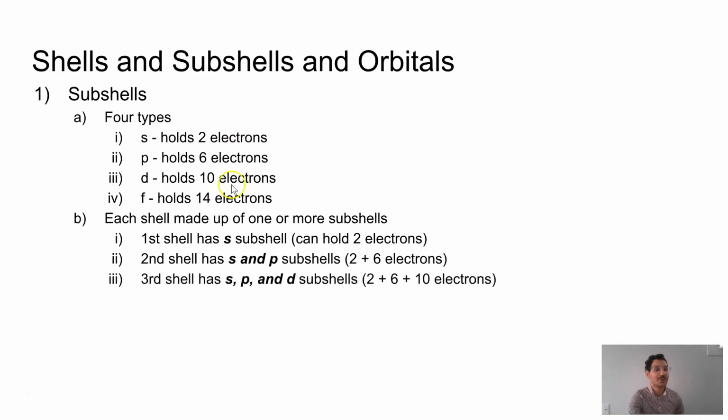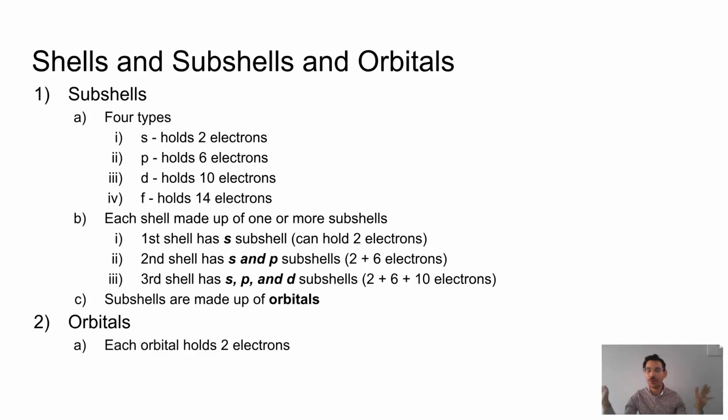If we went on to our fourth shell, you probably guessed it, we'd get an F in the mix. Cool. Well, these subshells are in turn made up of orbitals. If it wasn't complicated enough that the shells are made of subshells, the subshells are made of orbitals. They're not as spicy though. Orbitals are a little bit more straightforward. Each orbital holds 2 electrons.